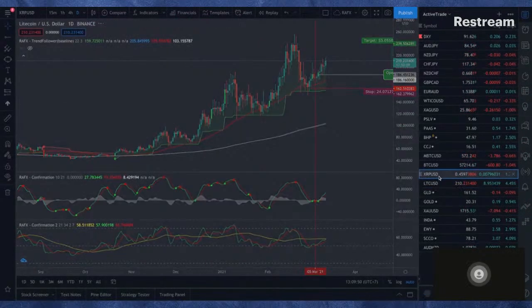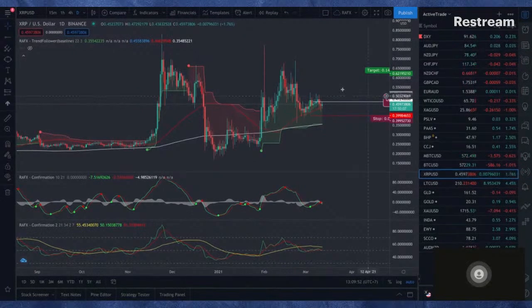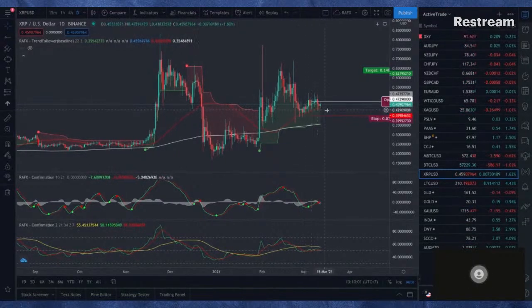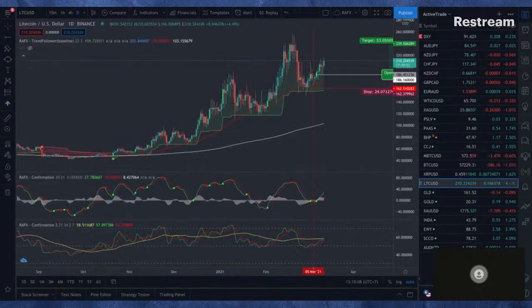Although my XRP trade position is currently losing because it's below my entry line, I need to hold it because the baseline is still holding. For my Litecoin, I'm still in profit. Yeah, that's a good one, and I still hold.